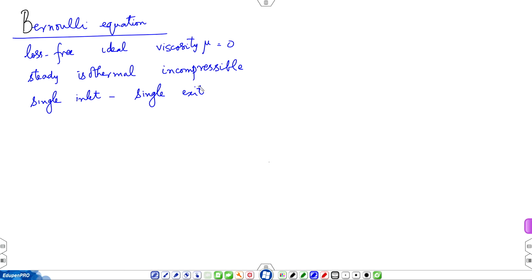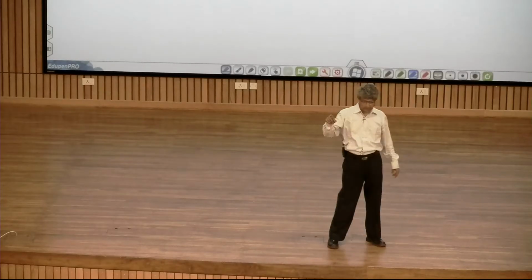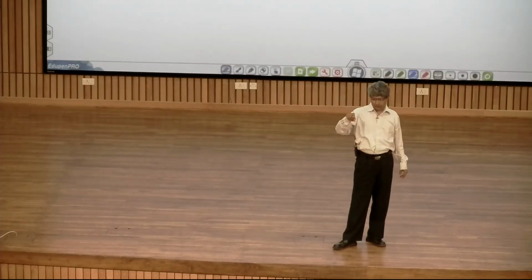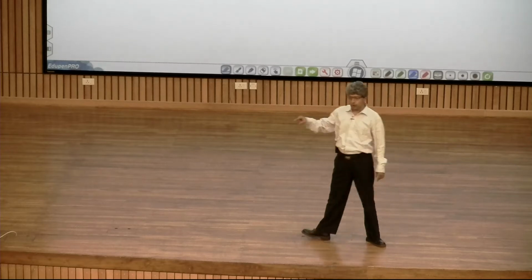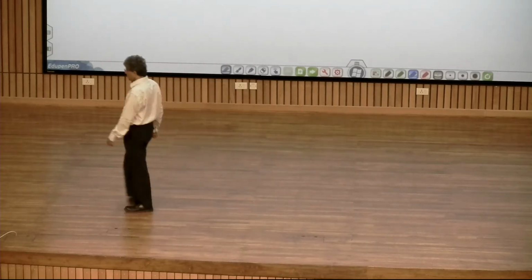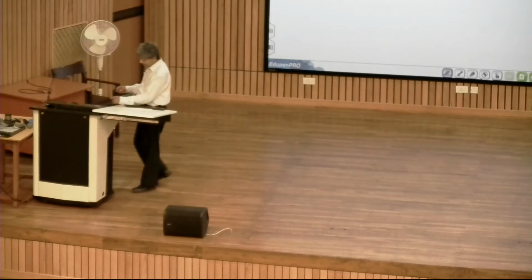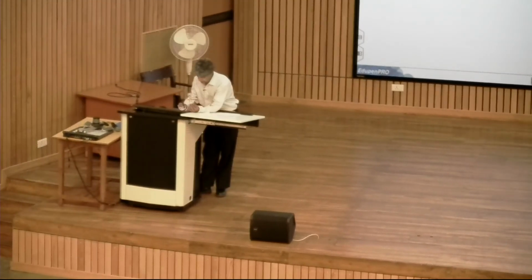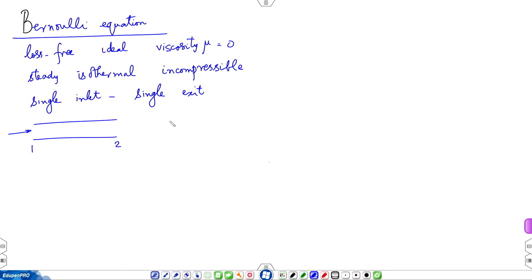So, instead of writing E2 minus E1 less than 0, it becomes E2 minus E1 equal to 0. You can think of it as a limiting case. And writing E, where E is P over rho plus u square over 2 plus g z.